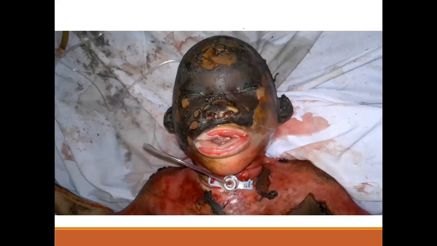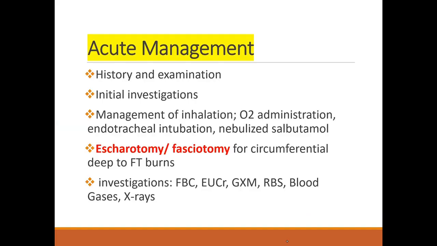This is a child that suffers flame burns with facial injury. You can see the edema has involved the entire face, the eyes, the nostrils. Okay. The airway has been compromised. So you can see a tracheostomy was passed for the child. Now, you take history and examine the patient. Do your baseline investigations.